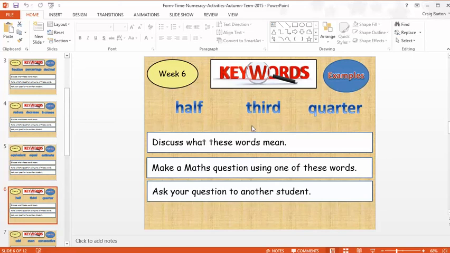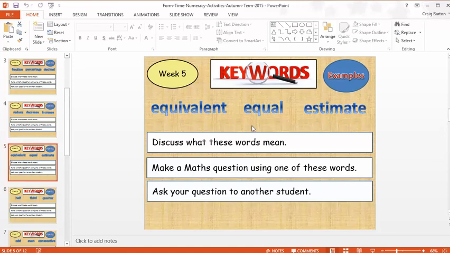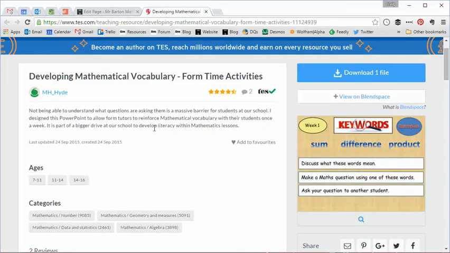Once a week, pop that up at the start or the end of the lesson, and it will promote a bit of discussion, and it might just uncover an Achilles heel that your students have for a word that they've just not come across before and they're not entirely comfortable with. So there it is, Developing Mathematical Vocabulary.